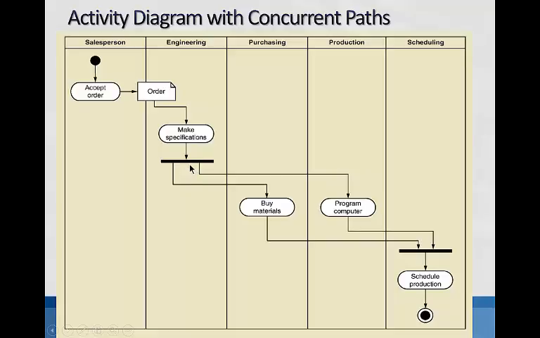So in this case, the activity buy materials, performed by purchasing, is concurrent with the activity program computer, performed by production. These two paths then join back together before entering the schedule production activity performed by scheduling. Note with synchronization bars that separate paths must start at the same time, both begin concurrently, and they must end together. In other words, both paths must come together at the synchronization bar before flowing to the next step. If one finishes before the other, it waits. Note the ending pseudo activity.